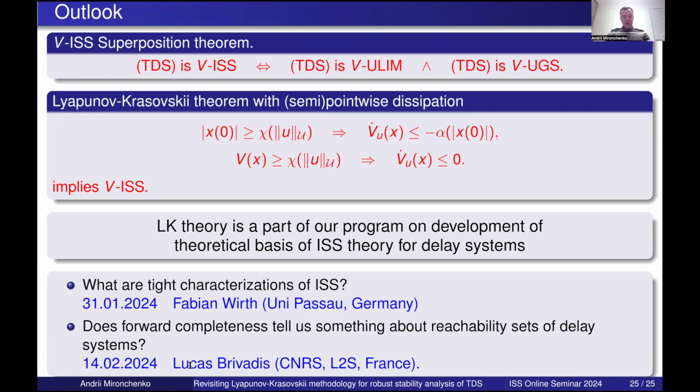And also there will be a talk by Luca Grivadis, who will analyze whether forward completeness tells us something about reachability sets of delay systems. Quite recently, Jose Luis Mancilla Aguilar and Hernan Haimovich have provided a counterexample which shows that if we have delay systems and the state space is continuous functions, then just forward completeness does not imply boundedness of reachability sets. Interestingly, if we take the state space as a Sobolev space, then forward completeness implies boundedness of reachability sets. So we have really two different results. For continuous functions, it does not imply, and we have a counterexample, and for a better state space, forward completeness implies boundedness of reachability sets.